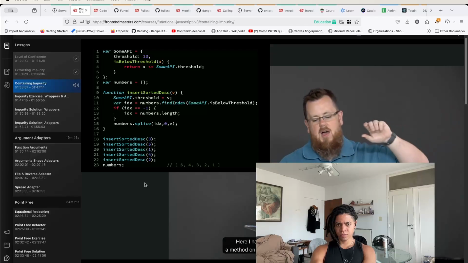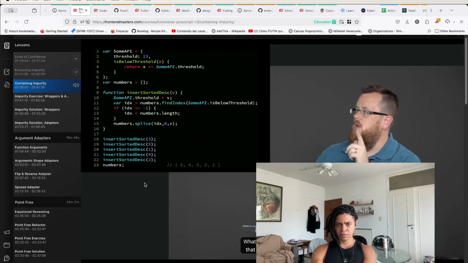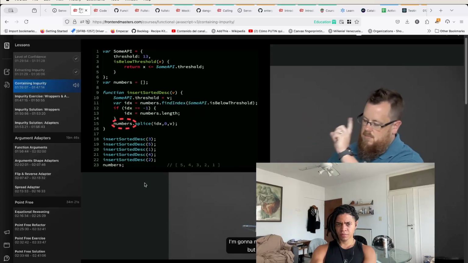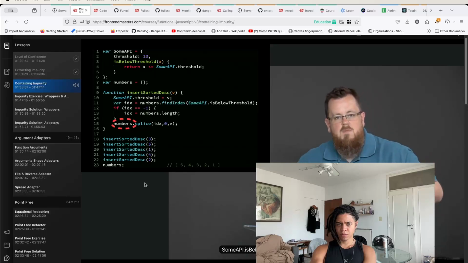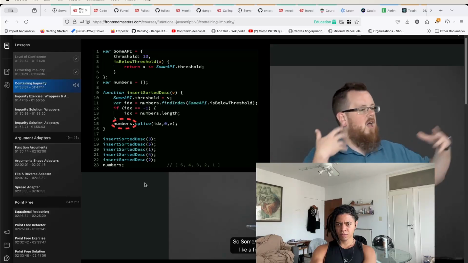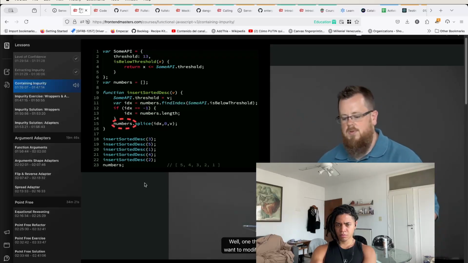One way of doing it. Here I have a sum API. It's got a method on it called is below threshold and some value on it. What's important here is that I call that method. I'm going to modify the numbers array, but I'm calling line 11, sumAPI.isBelowThreshold. I'm using that. So sumAPI is provided to me by a framework or a library, and it has a function on it that I want to use.